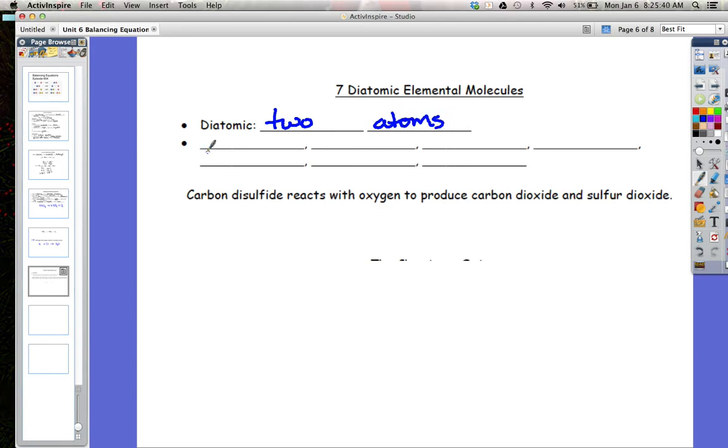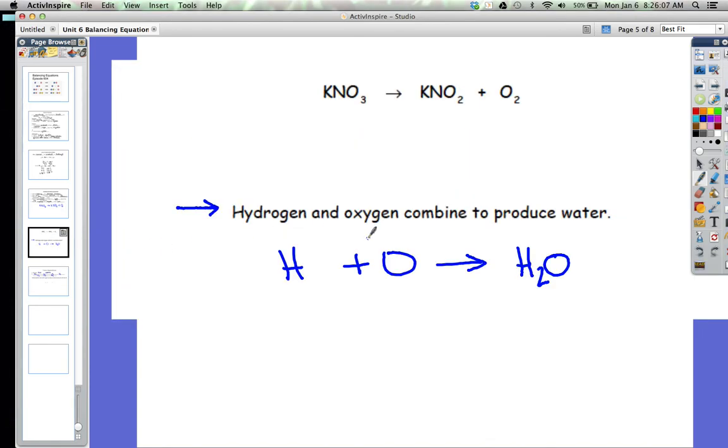And the diatomic elements that we have are nitrogen, hydrogen, fluorine, oxygen, iodine, chlorine, and bromine. That means they can never be by themselves. They have to be in pairs. So what you're going to do is, if you have those in an equation right here, you have to go ahead and put a 2 right there. Okay, you can't have just hydrogen by itself. So this would be H2 plus O2 yields H2O. And then we would go ahead and balance it.